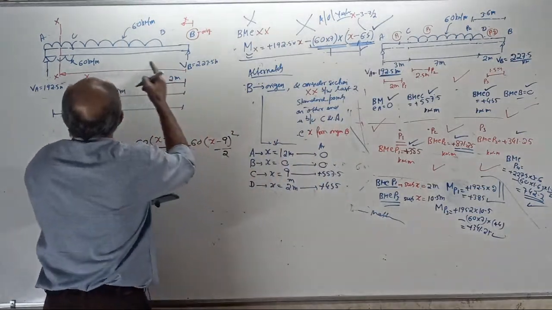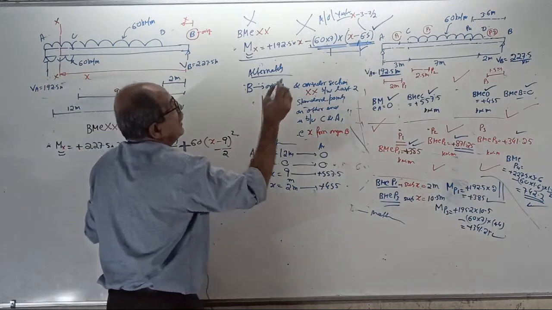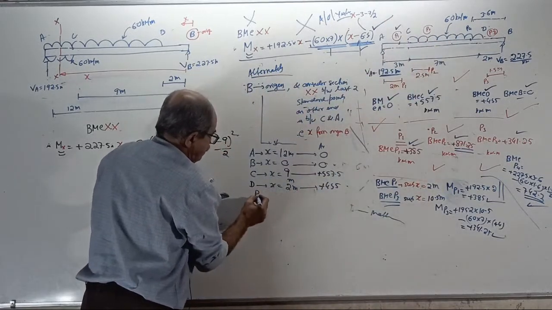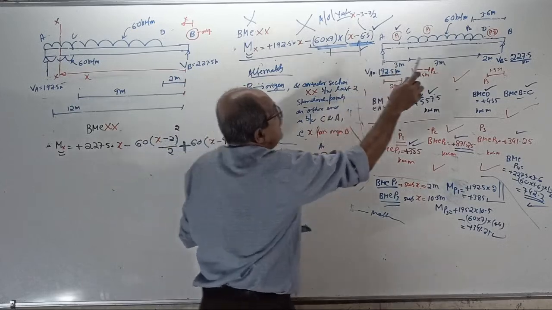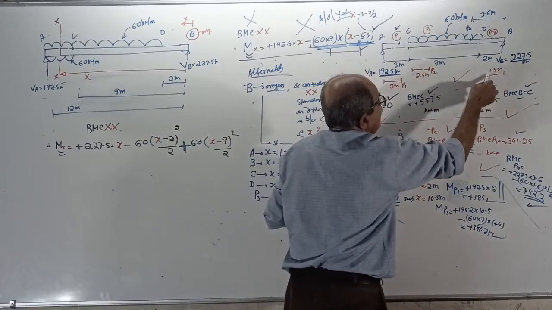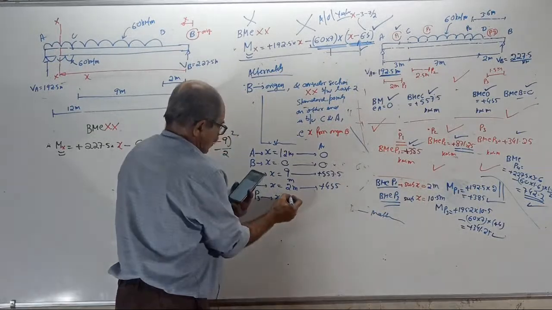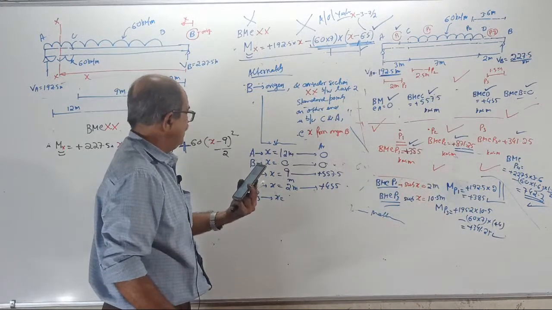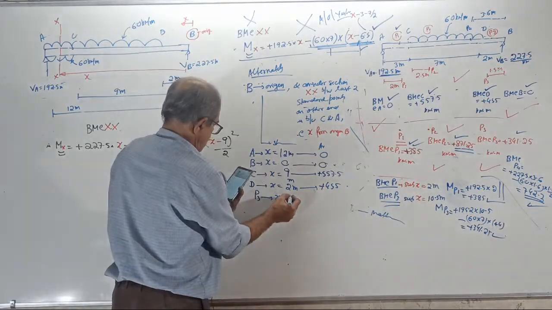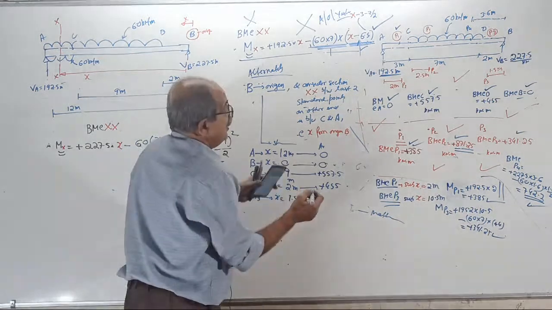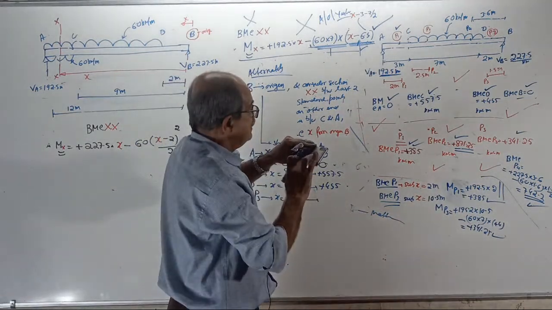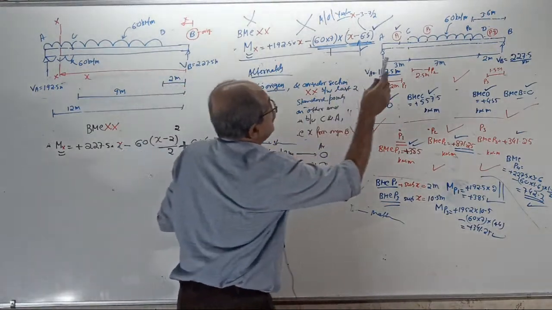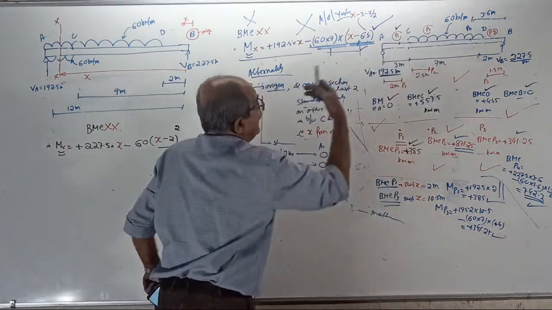Now I will do one thing. P1 I will do last. To get bending moment at P3, put X equal to 1.5 meter. Last time it was 10.5. Now put X equal to 1.5 meter. Plus 341.25. Okay, then to get bending moment at P4, I will come from that side.